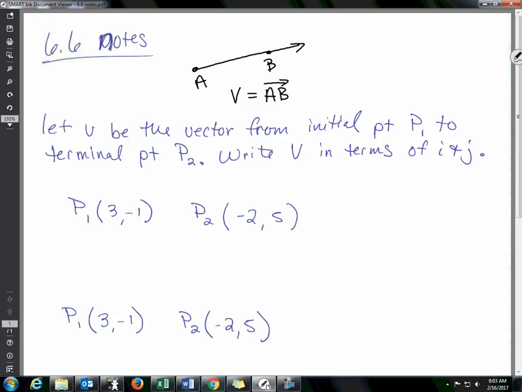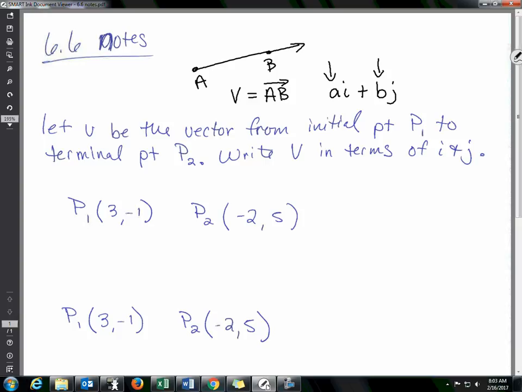So how we're going to be using this today is finding vectors when they are placed on the rectangular coordinate plane, and how to take 2 points that are connected in a vector and write them in terms of i and j. All vectors, vector AB, can be written in some form of ai plus bj. So today we will be finding the a and the b value. It's really easy to do that.